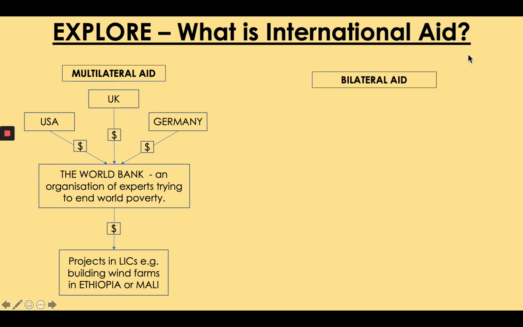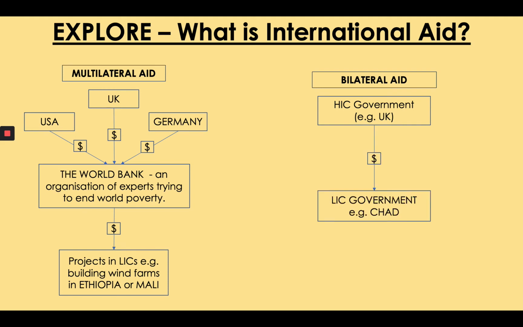By contrast, you have bilateral aid. Bilateral aid is aid sent directly between two governments. There's no middle step here. And it's only one government to another government. So it works like this. HIC government like the UK sends money directly to an LIC government.